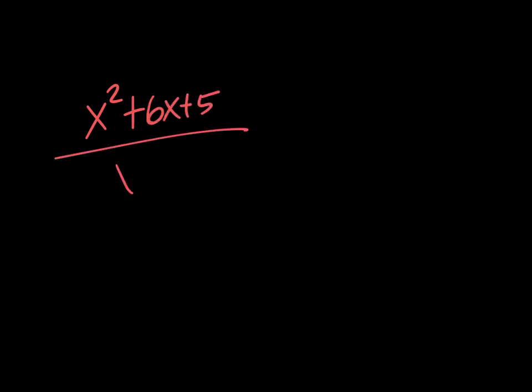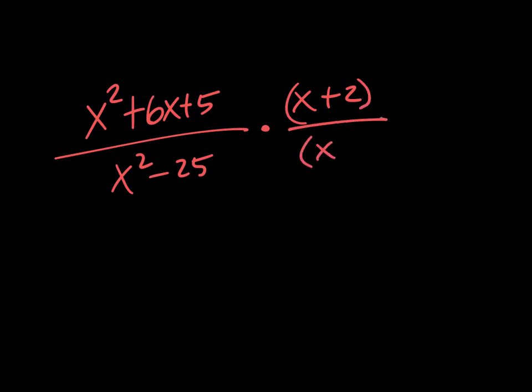So for instance, let's say you had this one, x squared plus 6x plus 5 over x squared minus 25 times x plus 2 over x plus 1.